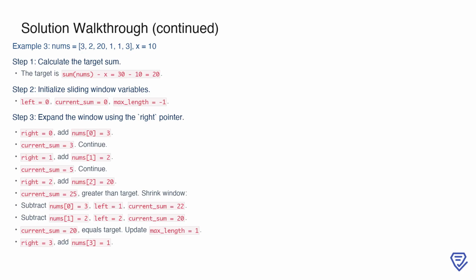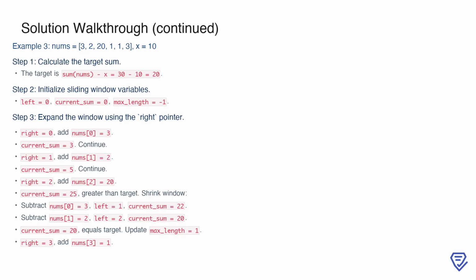At right equals 0, nums[0], which is 3, is added to current_sum, making it 3. This is less than the target, so we continue. At right equals 1, nums[1], or 2, is added, bringing current_sum to 5. Still less than the target, we move on. When right equals 2, nums[2], which is 20, is added, increasing current_sum to 25.